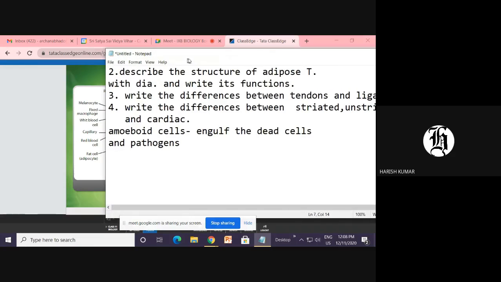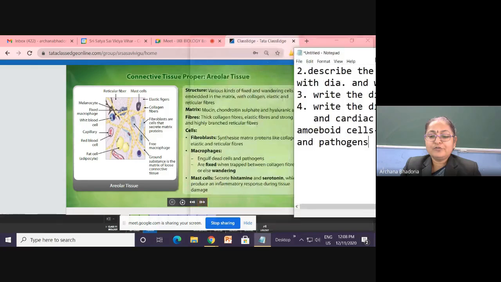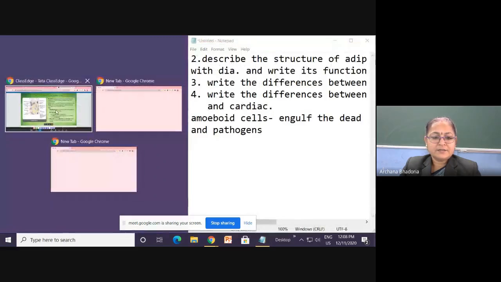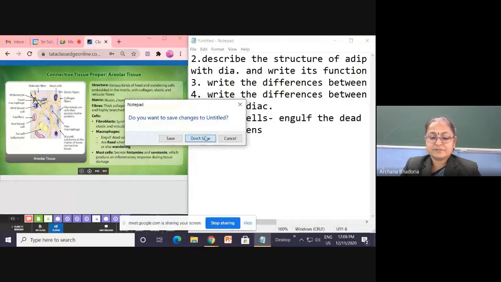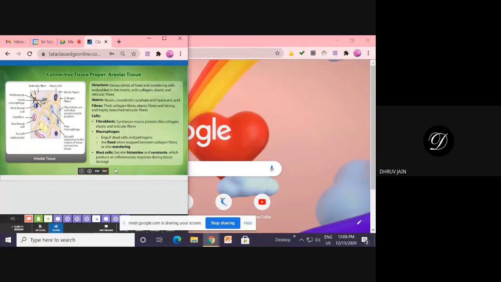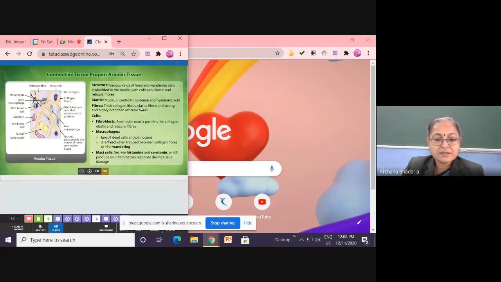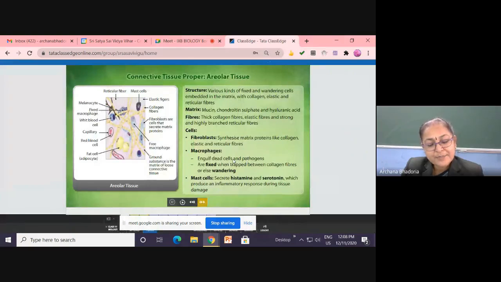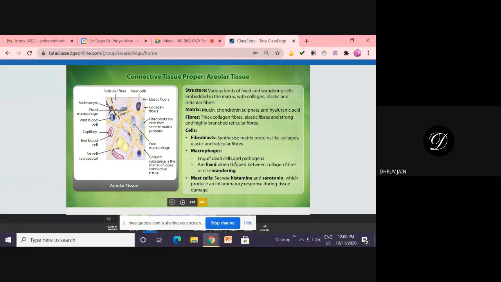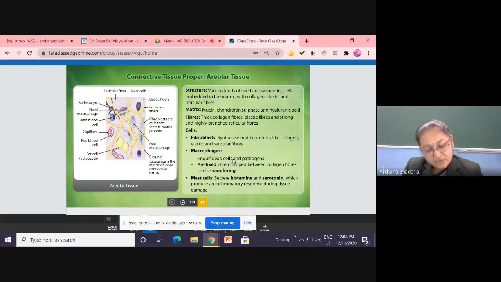Yes, ma'am. So macrophages are... Ma'am, where are these tissues present? Where are these tissues present? Macrophages are present in the matrix. Macrophages are present in the areolar tissue. We are talking about areolar tissue.